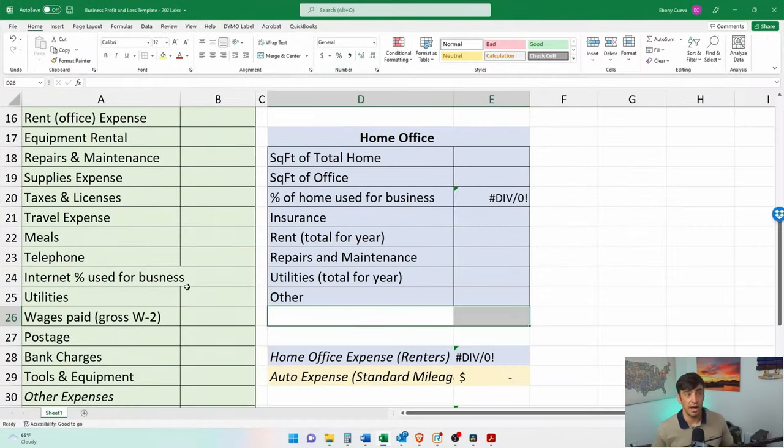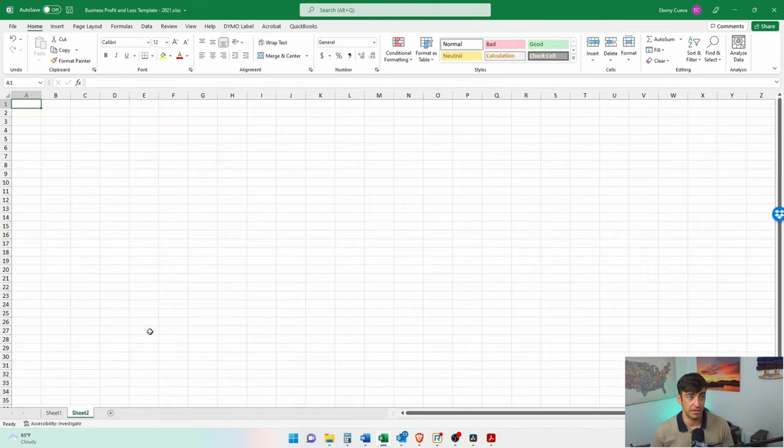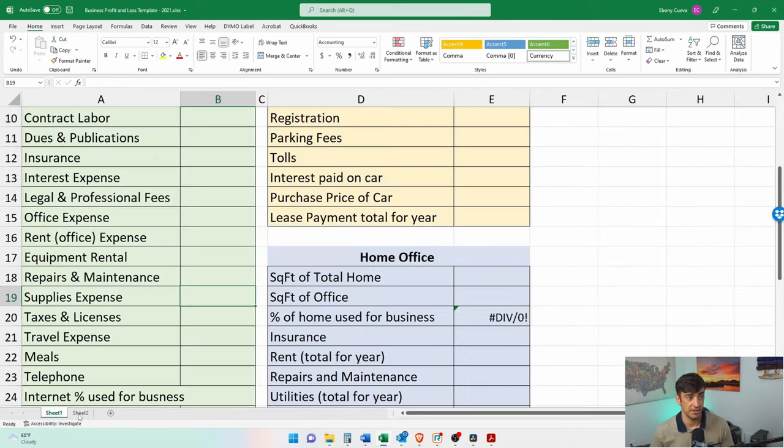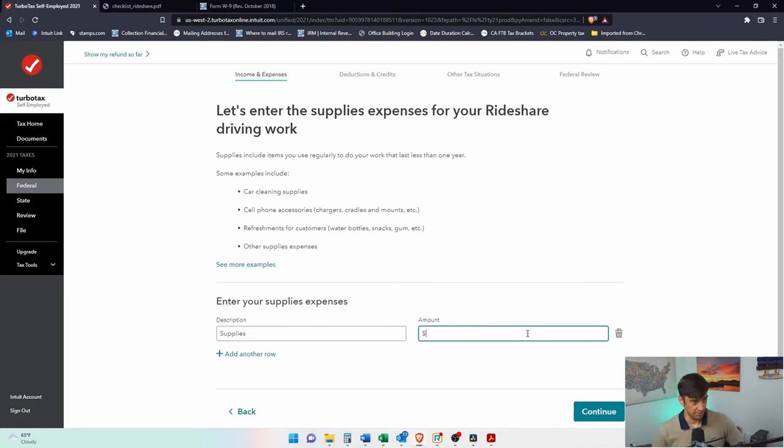And that's why I would use a P&L here. I'd go through supplies, and I'm just going to total that. I might make a separate spreadsheet here for supplies, and then say my phone bill, and anything else that I have here. All right. So there we go. Let's see here, supplies. I'm going to say, I don't know, $400.